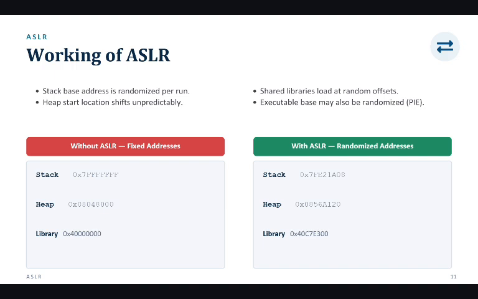Look at the comparison here. Without ASLR, addresses are fixed. The stack is always at the same location, run after run. With ASLR enabled, those same regions land at unpredictable addresses each time. An attacker who has hard coded a target address into their exploit will simply miss.